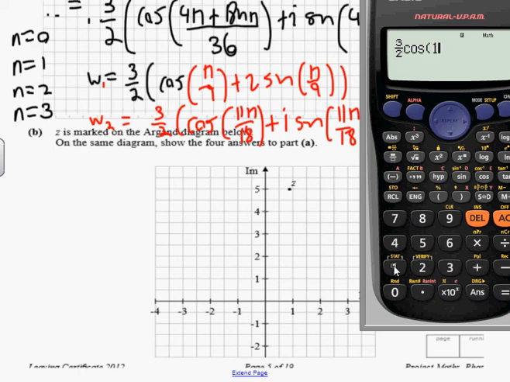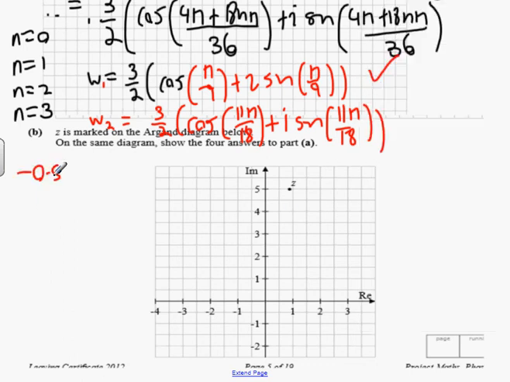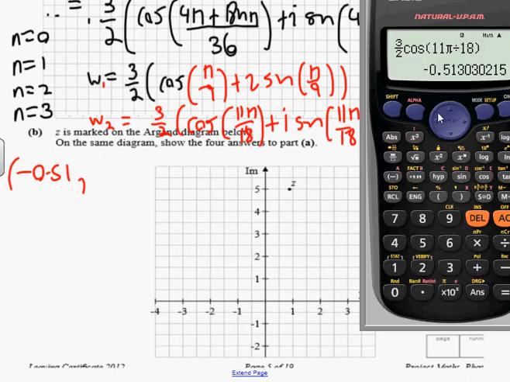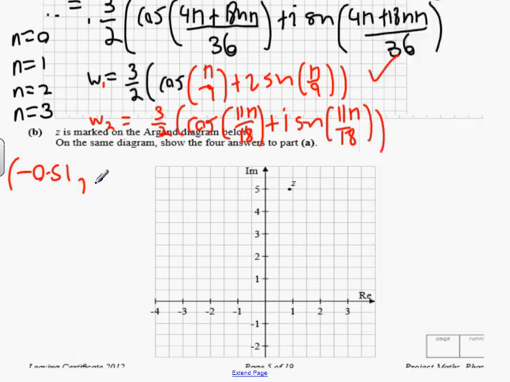What's that? 11 pi over 18. Equals, and then you've got to take that down. Minus 0.51. Then you've got to go back up again and delete that, and you've got to do the sine, and now you know that's 1.41. You've got to do that 2 more times. You have to do it for W3 and W4.